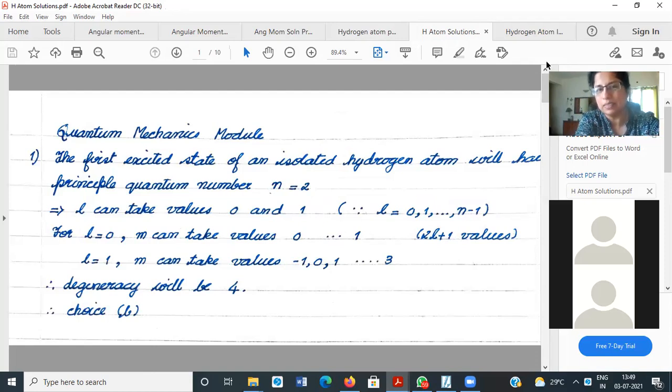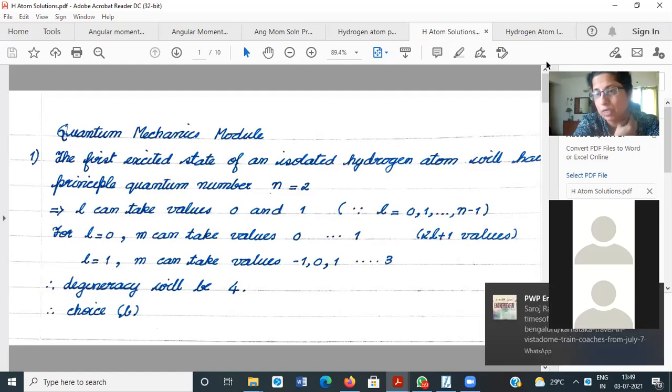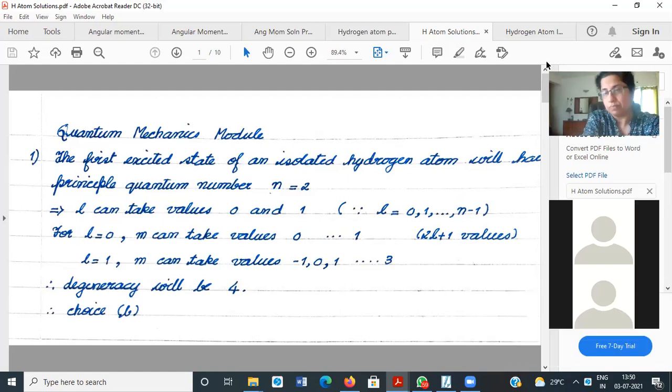So just look at it over here. The first excited state of an isolated hydrogen atom will have principal quantum number 2. Yeah, that is quite evident. So what can be the values of L? L can take values of 0 and 1. When it takes a value of 0, how many M values are possible? 1. When L is 1, how many M values are possible? +1, 0, and -1. So total of 4. So your degeneracy will be 4. You could have also just done n square.